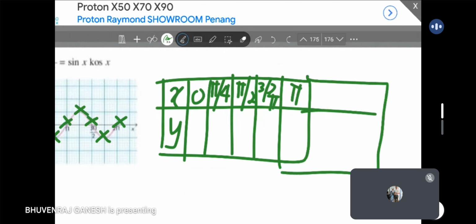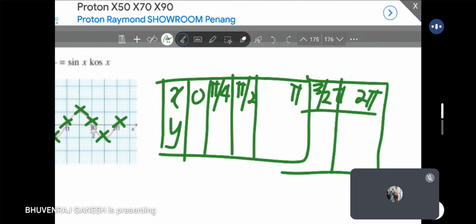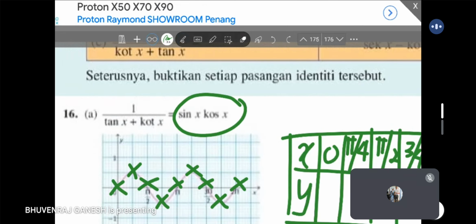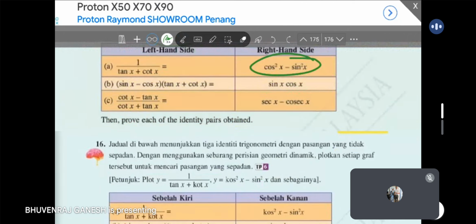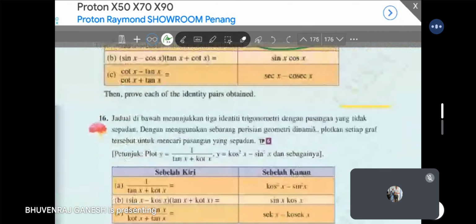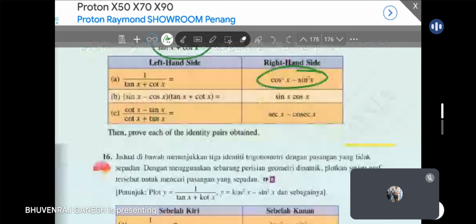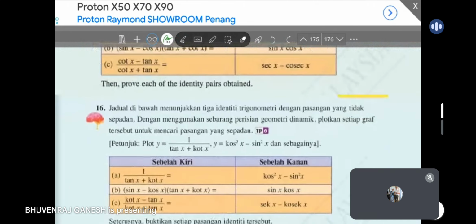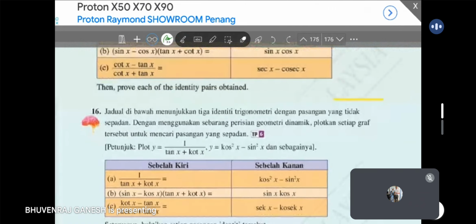Okay, you can continue also. 3 over 2 pi, and 2 pi. Okay, this one is 3 over 4 pi, not 3 over 2 pi. Okay, guys, then you just press the calculator, substitute into this equation over here, and then find the answer. Cari nilai dia. Okay, are you clear, guys? Boleh dapat? Okay, so how do we actually prove, guys? Macam mana boleh buktikan? How do we actually prove the equation?